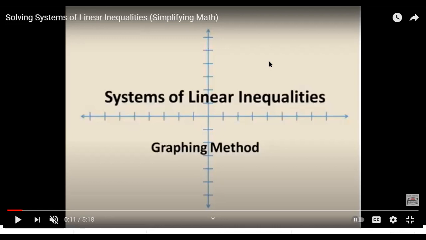You don't know? Hello, Abdullah, I'm waiting for you. Magdi, Ahmed, yes. What is the difference between the words linear inequality and system of linear inequality? They are the same.